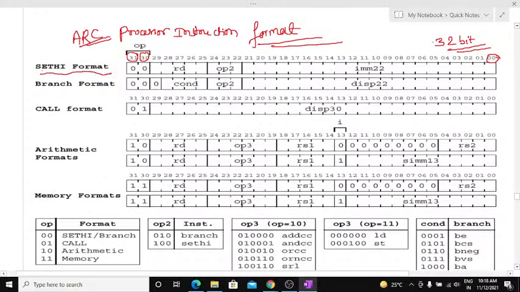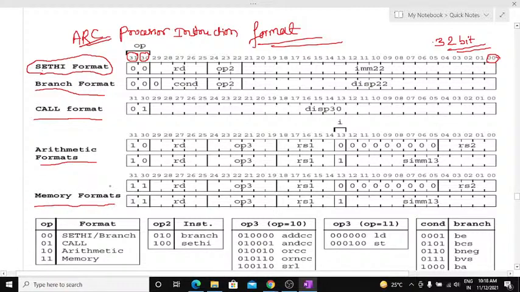Okay, set high is a logical instruction. Branch and call are the same type, meaning control-related instructions. Call means call a particular address. Branch means if the condition is true, it will jump to a particular address. Then arithmetic instructions, then memory instructions.